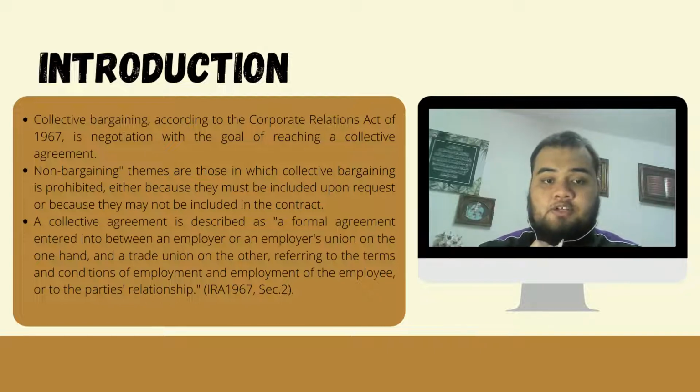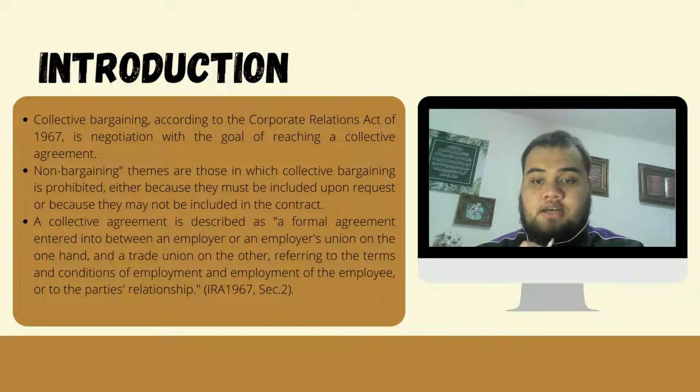Collective bargaining, according to the Industrial Relations Act of 1967, is a negotiation with the goal of reaching a collective agreement. Furthermore, it is a process in which the employer's representative decides on the employees' composition, working hours, and other work circumstances. Next, what is non-bargainable?